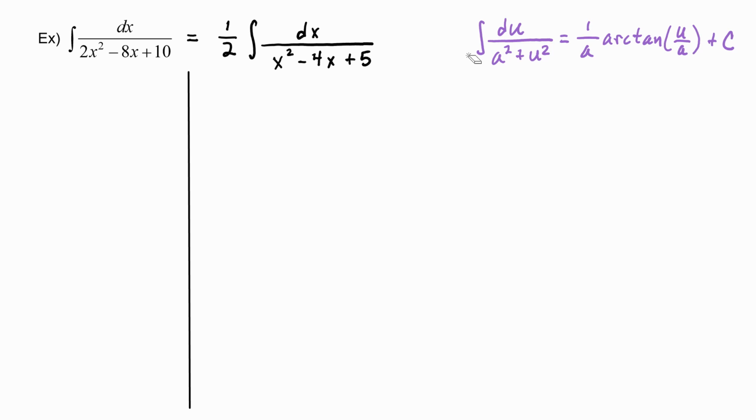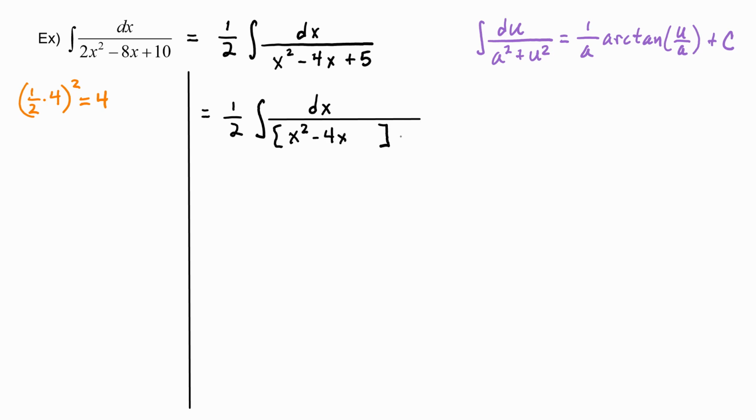Now we realize to get it into this formula, we are going to need to complete the square in the denominator. In order to complete the square, we need to do 1/2 of 4 and square that number. So half of 4 is 2, 2 squared is 4. So then what we have is 1/2 times the integral of dx over x squared minus 4x. I'm going to leave that little space, put the plus 5.